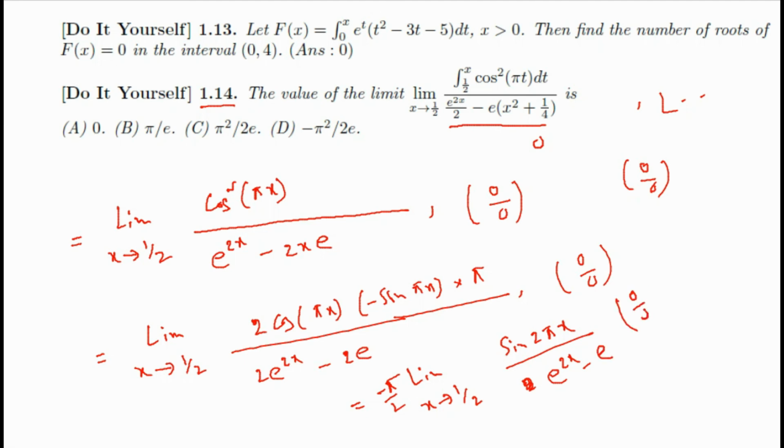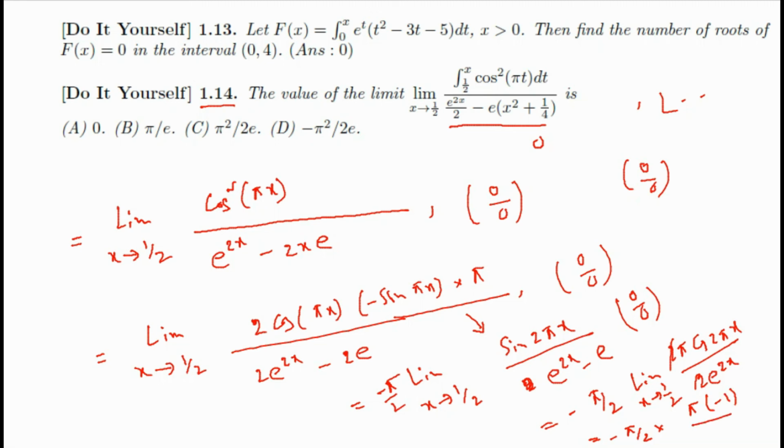Now this is again 0 by 0 form. This is minus pi by 2, limit x tends to half, and 2 pi cos 2 pi x by 2 over e power 2x. Now if we put the value of x here, we will get minus pi by 2 into, these 2 will get cancelled, so pi into cos pi, so this is minus 1, and e, and this minus will get cancelled, so ultimately the result will be pi square by 2e.